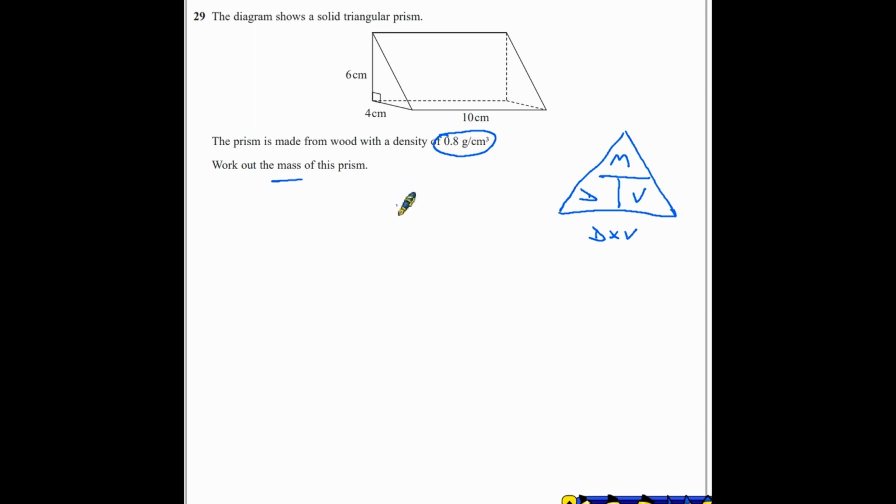So, volume of a prism. First of all, we work out the area of the cross section here. Now this is a right angled triangle, so the area of a triangle is the base times the height divided by 2. So 4 times 6 is 24, divided by 2 equals 12 centimetres squared. Once we have that area, we multiply by the length, that gives us the volume. So that's 12 times 10 equals 120 centimetres cubed.